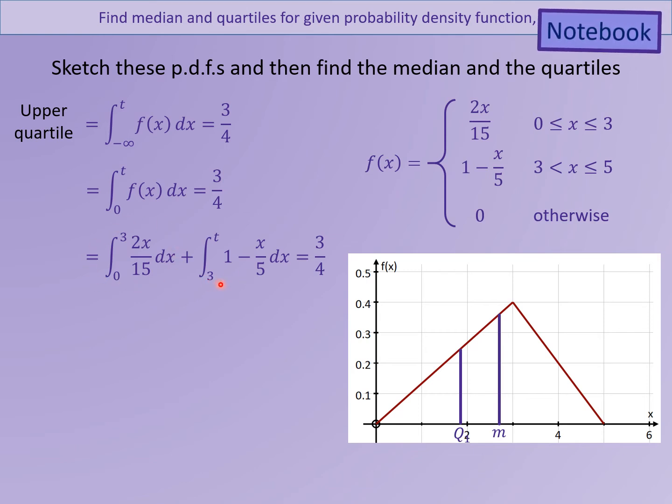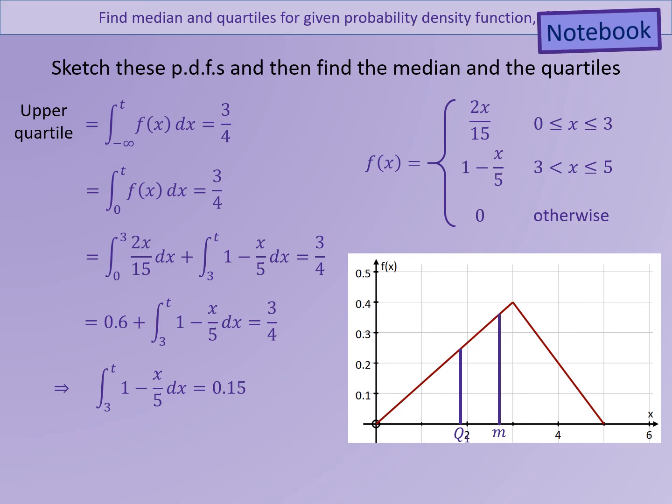We're then going to integrate from 3 up to t. This is the second section, and the whole sum of this will add up to 3/4. So we can rearrange this. We can now see that the integral from 3 to t of the second function has to equal 0.15. This is because we had 0.6 already on this side and 0.75 on the other side. By rearranging, we're left with this integral being 0.15.